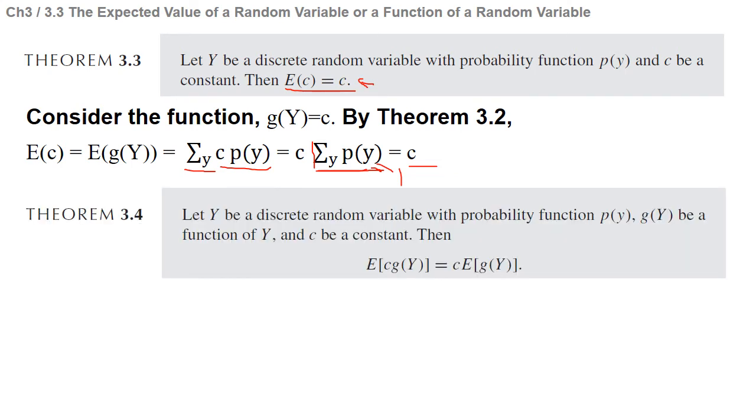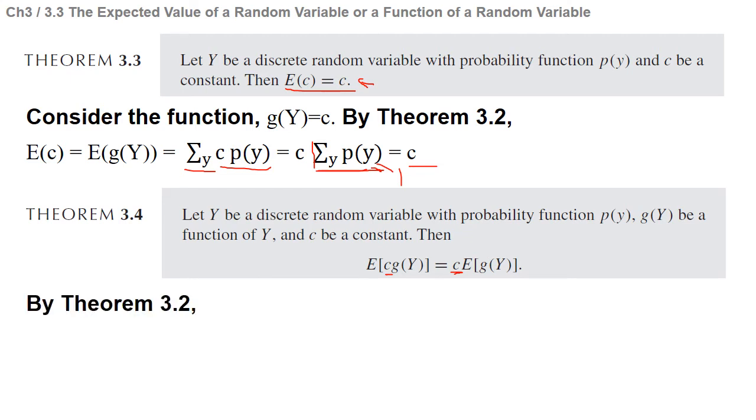And here's theorem 3.4. Let Y be a discrete random variable with probability function p(y), g(Y) be a function of Y, and c be a constant. Then the expected value of c times g(Y) equals c times the expected value of g(Y). So this theorem tells us that the constant can go outside of the expectation. Let's look at why this is true.